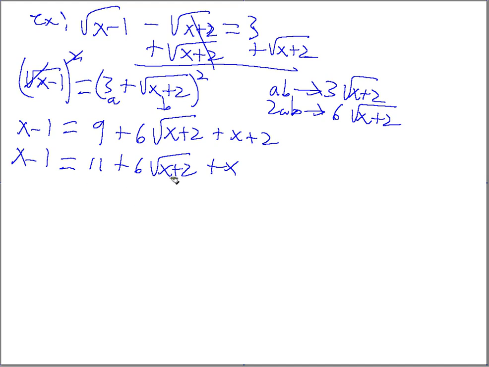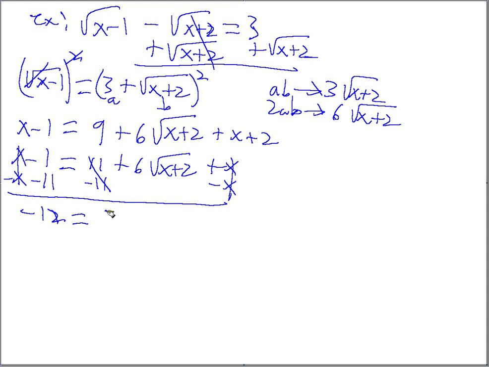Again, let's isolate this remaining radical. So I'll subtract 11 on both sides and subtract x on both sides. All right, so that gets rid of that, and that 11 there on the right. On the left, it cancels x again, which is good, and that's going to be negative 12. Negative 12 equal to what? 6 radical x plus 2. All right. Let's divide both sides by 6 again, because 12 is divisible by 6. So we're going to get negative 2 equal to square root of x plus 2.